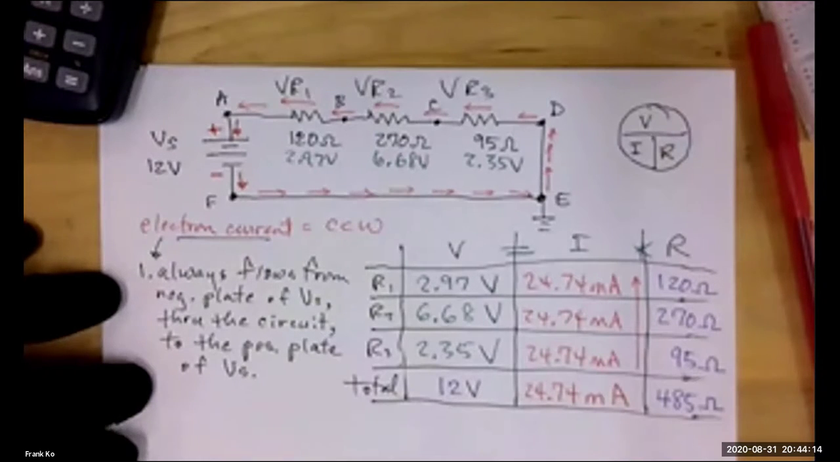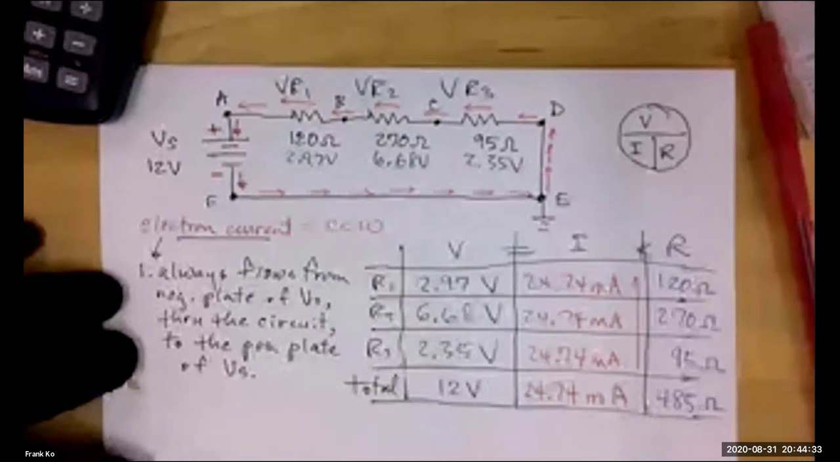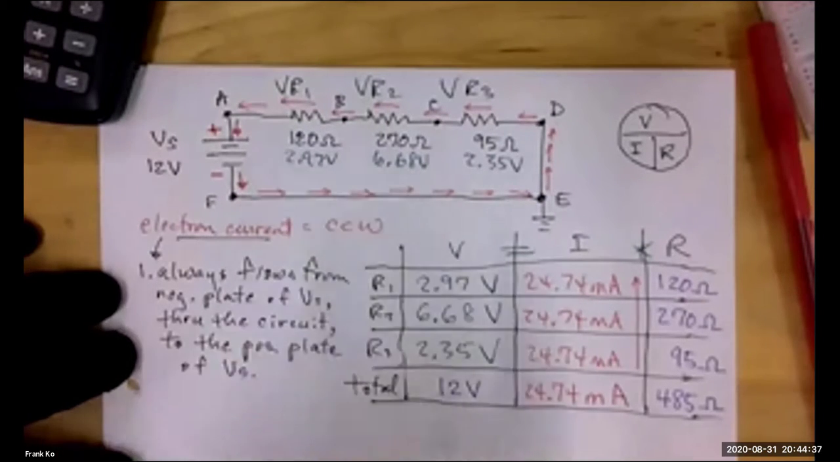So I've done some abbreviations there, but read that through with me. It says electron current always flows from the negative plate of the voltage source, comma, then what? Through the circuit, comma, to the positive plate of the voltage source. Okay? We need it phrased that way in order to be accurate.